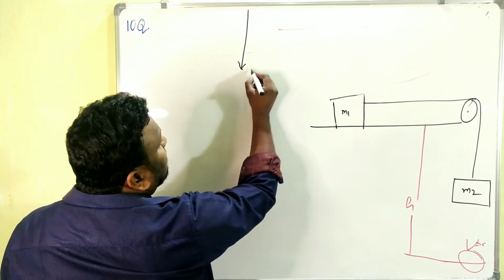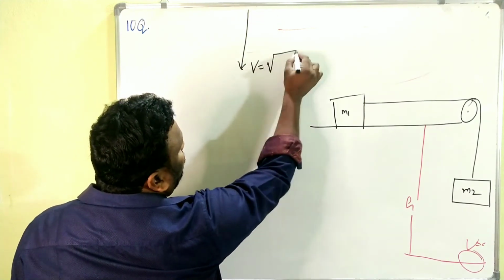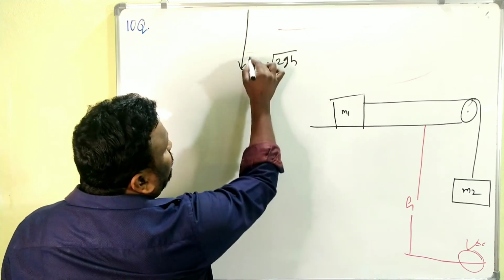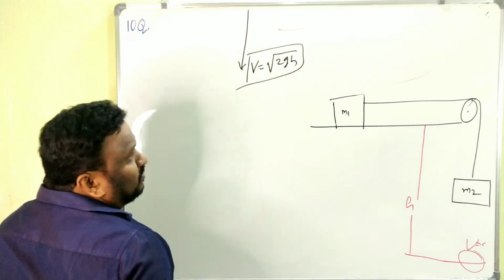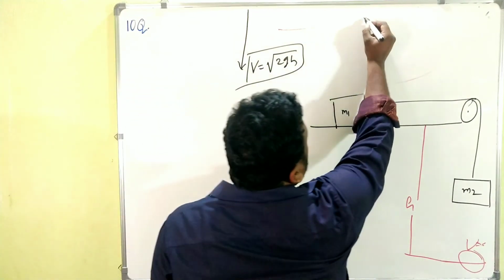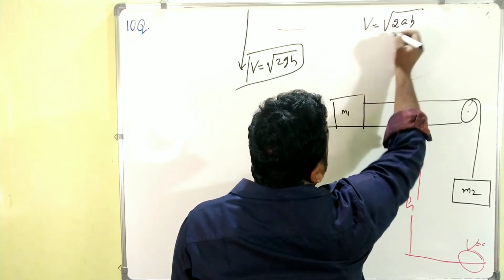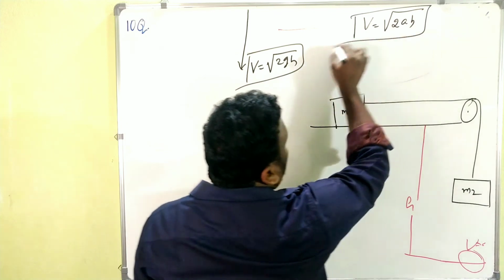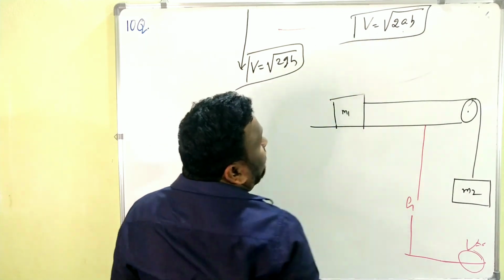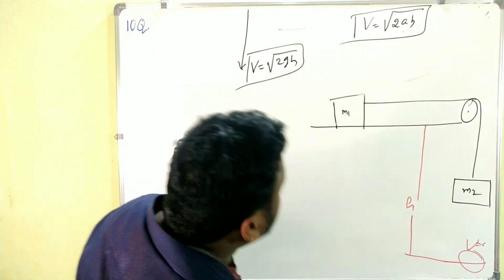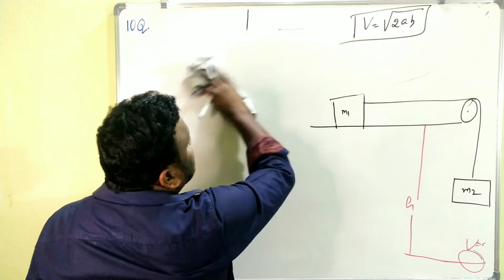When a body is freely falling, the velocity on reaching the ground is under root of 2gh, that is the formula. In this case we are going to use the formula v is equal to under root of 2ah. This is the formula we are going to use. For that, first we have to find out the acceleration. So what acceleration do we have to find in this case?